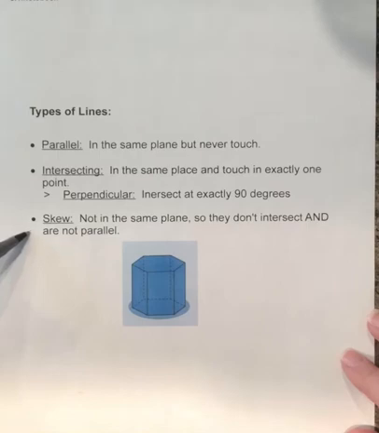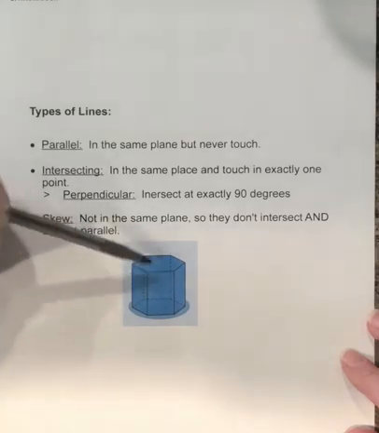Skew lines are the ones that maybe you haven't heard of yet. They're kind of neither of these. They're not in the same plane, so they're not going to ever touch each other, so they never intersect. But even though they will never touch each other, they're not considered parallel because they're not in the same plane.